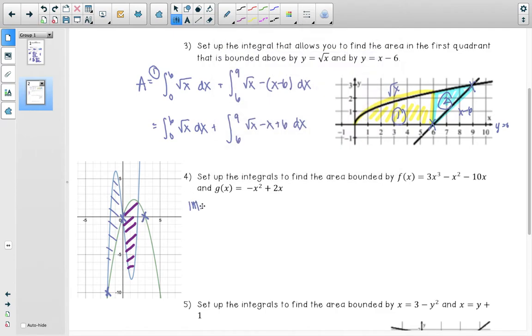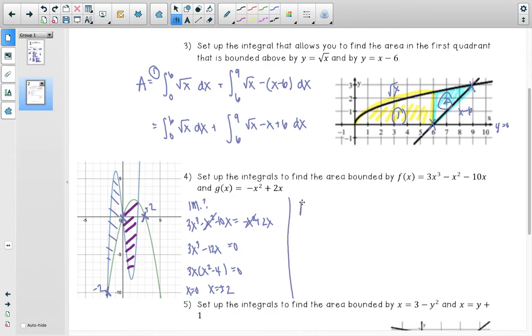So intersect. So we have 3x cubed minus x squared minus 10x equals negative x squared plus 2x. We're going to add the x squared over. If we add the x squared over, it goes away, which makes it easy, and subtract that over, so you get 3x cubed minus 12x equals 0. We can take out the greatest common factor of 3x, which gives you x squared minus 4. So this would give you x equals 0, and this would give you x equals plus or minus 2. Okay, so this one right here is negative 2. I was wrong, that was negative 2, not 3. Oh, positive 2, sorry.